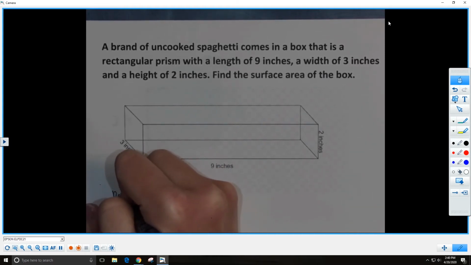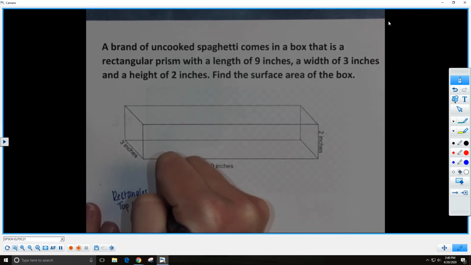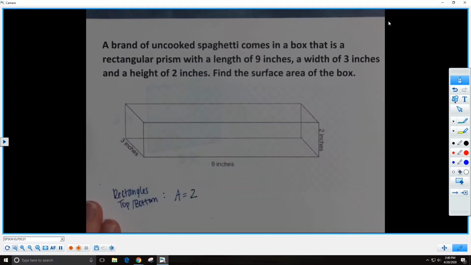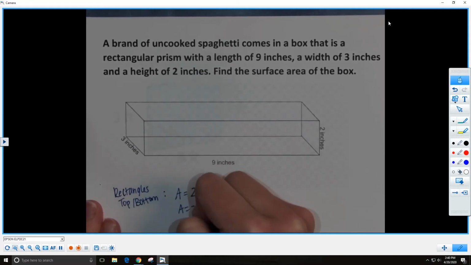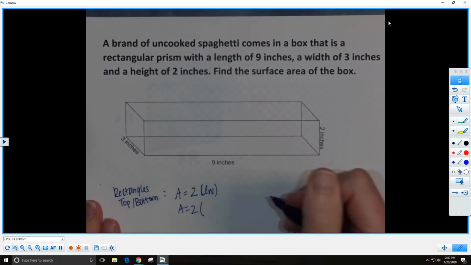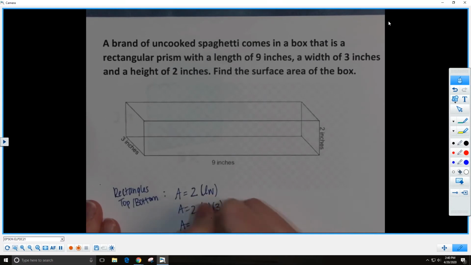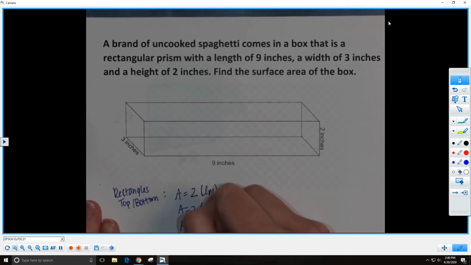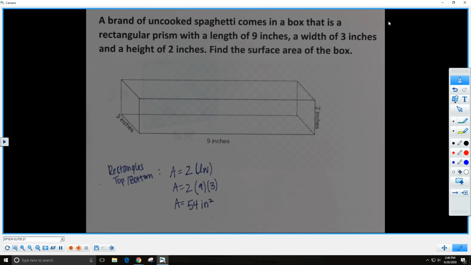So when I find the rectangles that are the top and the bottom, well, we know that we're finding the area, which is length times width, but we have 2 of them. So we're going to do 2 times the length times the width. So we have 2 of them. The length is 9 and the width is 3. And so multiplying those, 2 times 9 times 3 gives me 54 square inches. So the rectangles on the top and the bottom have an area of 54 square inches.